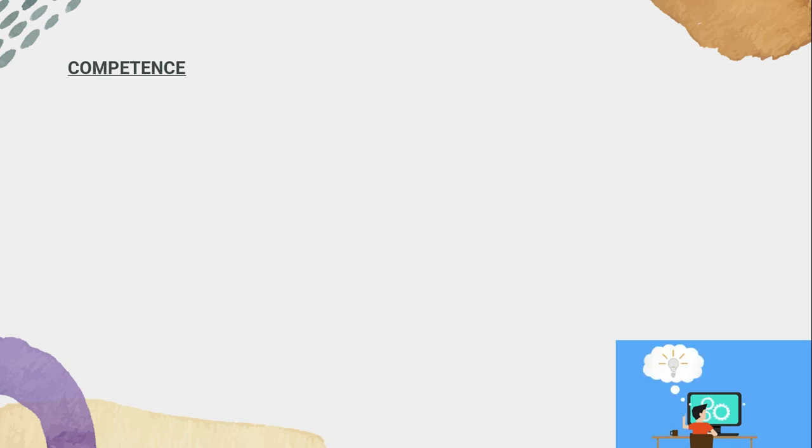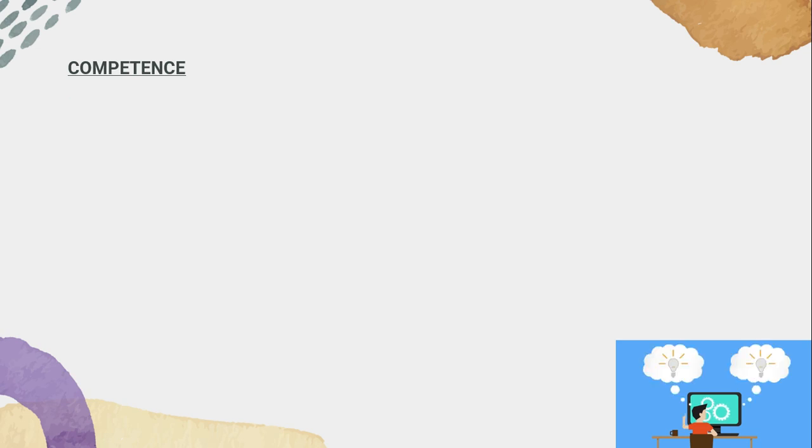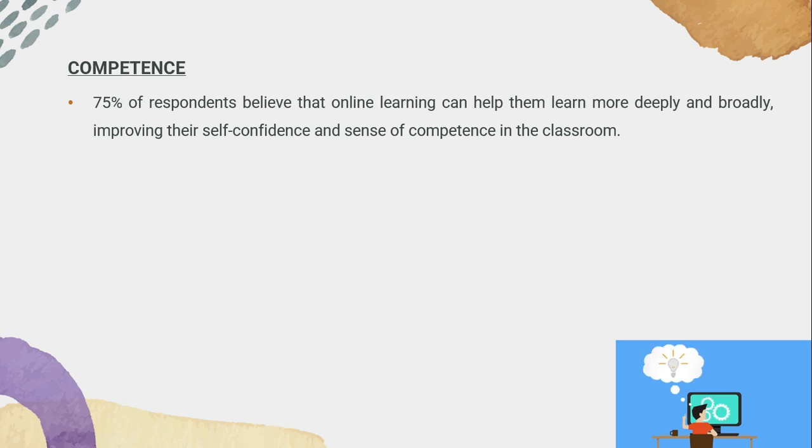That's all about autonomy. So next is about competence. Competence was another basic learning need that might be met in the context of online learning in addition to autonomy. According to the result of the survey, 75% of respondents believe that online learning can help them learn more deeply and boldly, improving their self-confidence and sense of competence in the classroom.